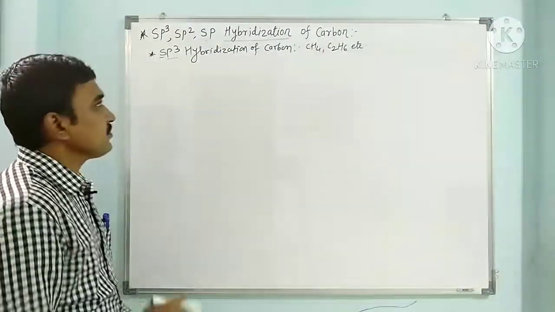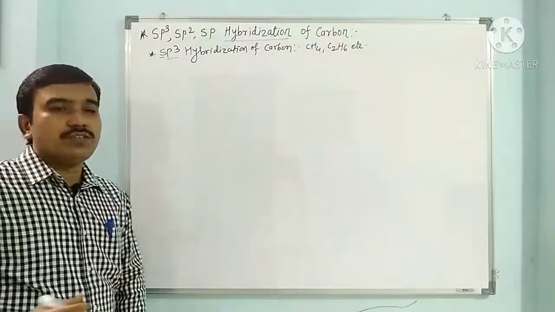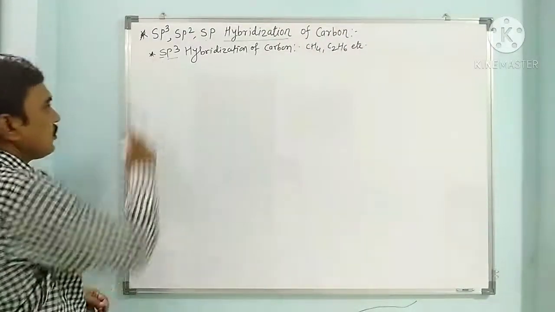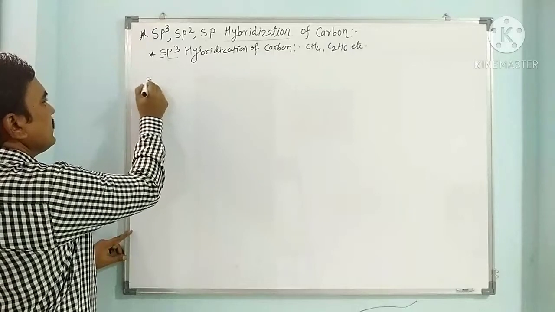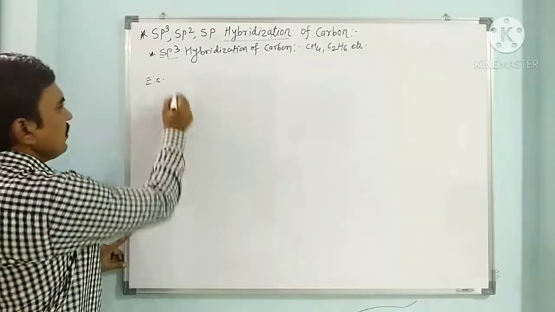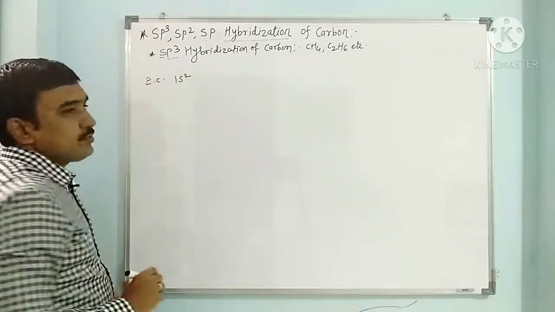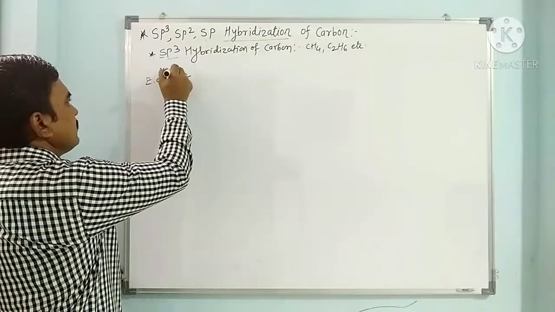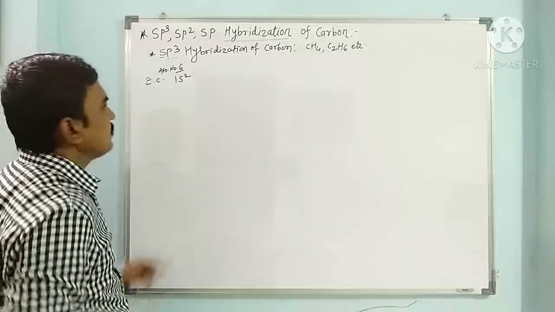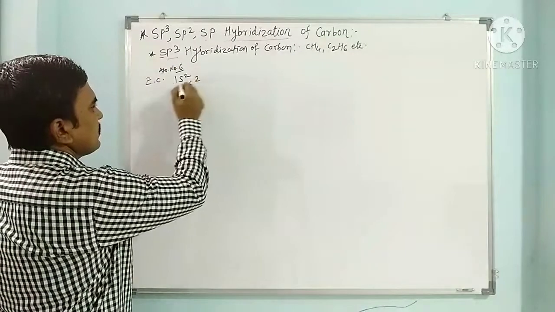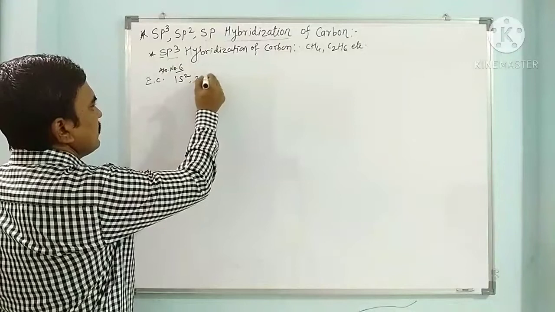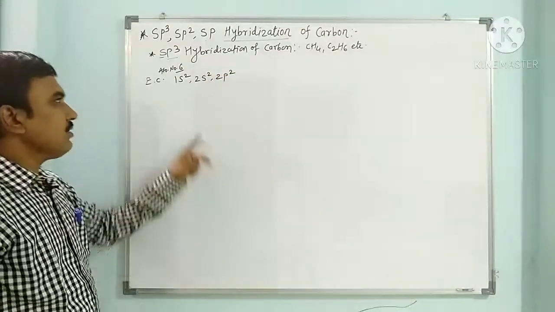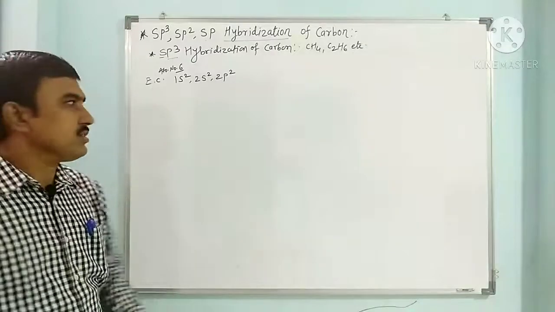So we need to see the electronic configuration of carbon and how these 4 orbitals undergo mixing and recasting. The electronic configuration of carbon is 1s2. What is the atomic number of carbon? The atomic number of carbon is 6. So 1s2, this is the first shell, then 2s2 and 2p2. So in the outermost shell it has 4 electrons.